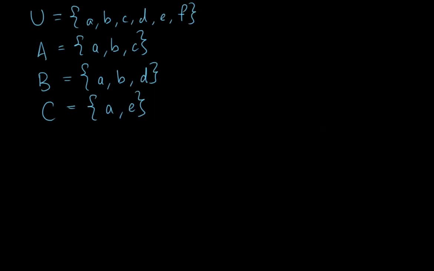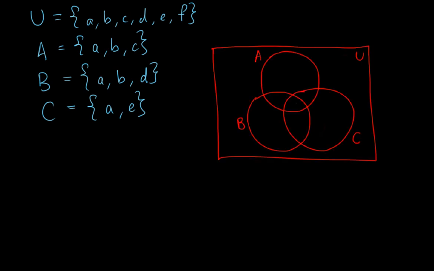One more example. Consider the universal set containing A, B, C, D, E, and F, and the sets A, B, and C with these elements. We observe that A is in all 3 sets, and B is in sets A and B. So we want to draw the 3 circles like this, where there is an overlapping region for all 3 circles. The element A should lie there.